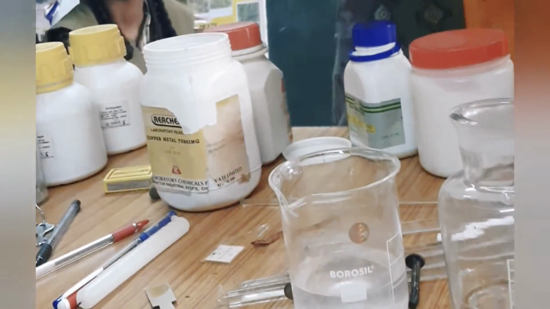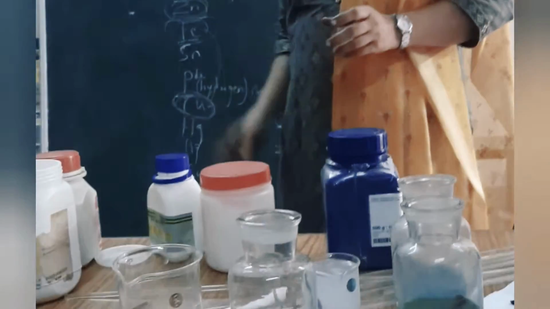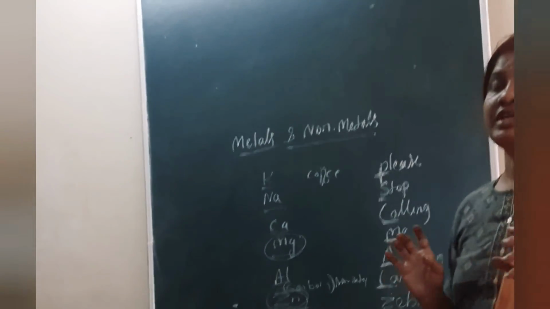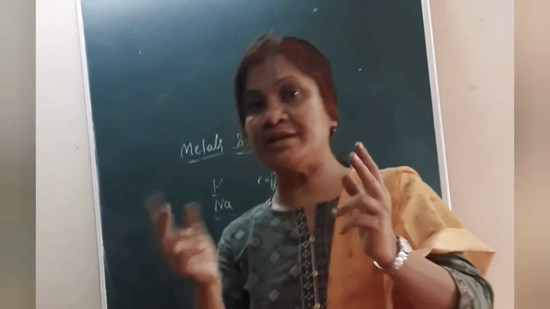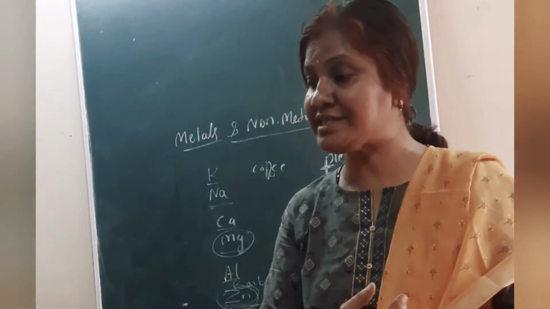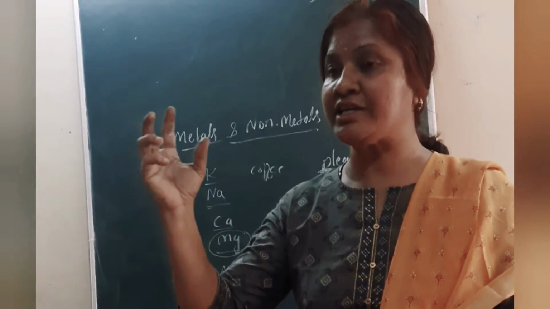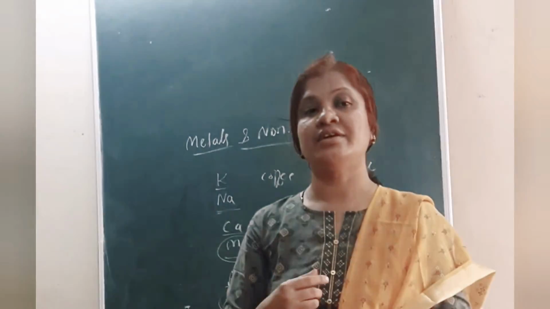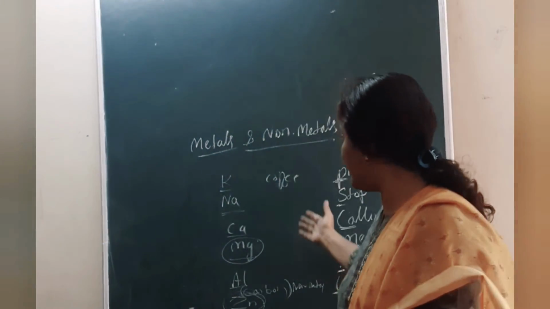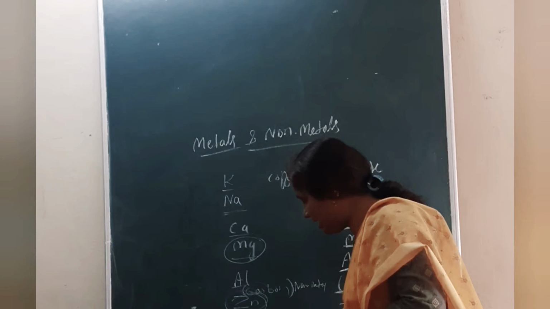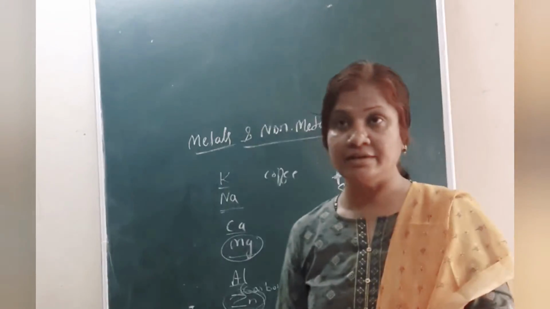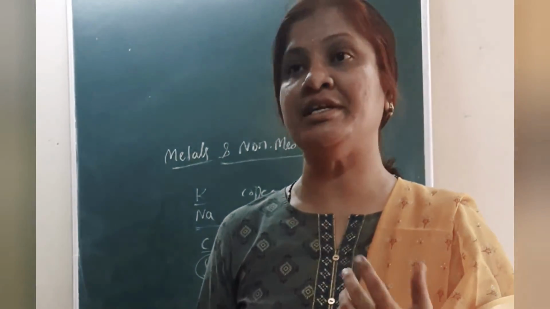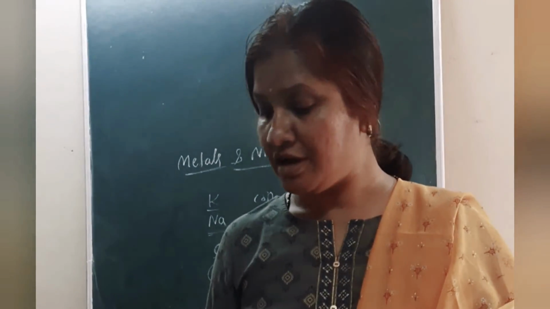Why does this happen? Because it is completely based on the reactivity series. So here the replacement of metal with other metal takes place. When does the replacement take place? When a highly reactive element reacts with a less reactive element, the highly reactive element replaces the less reactive element. Is that clear? Yes. So this is about how metals react with other metals.